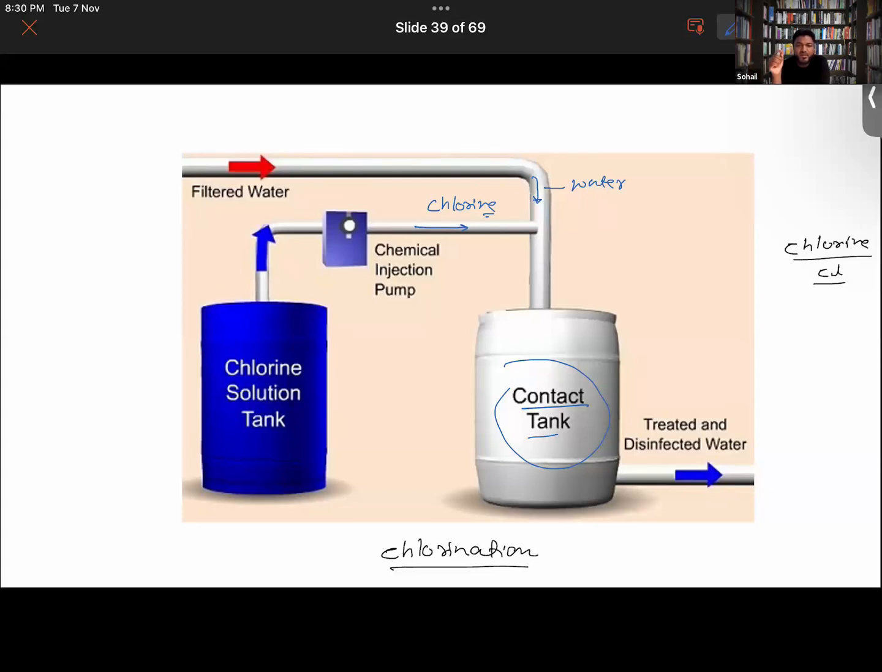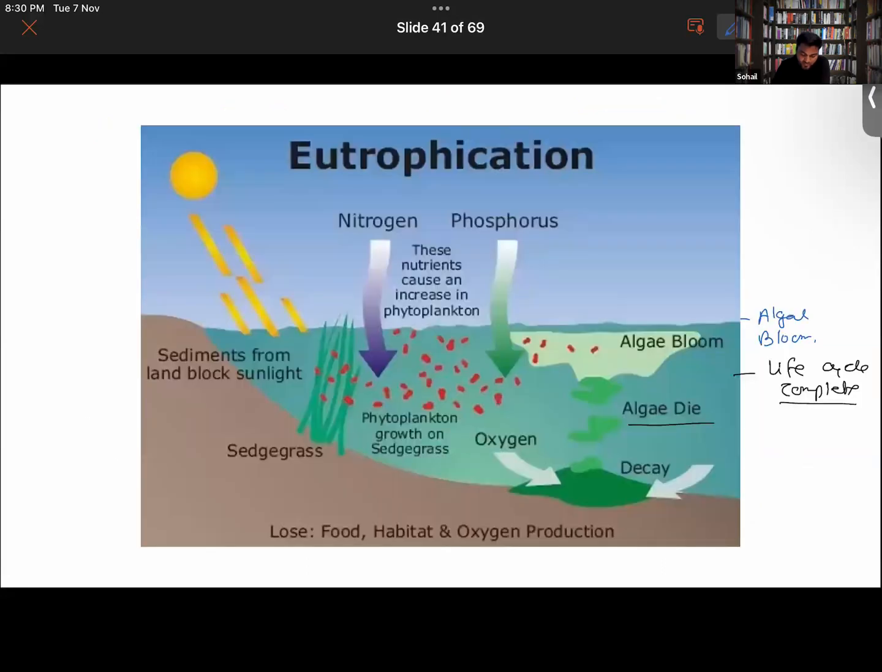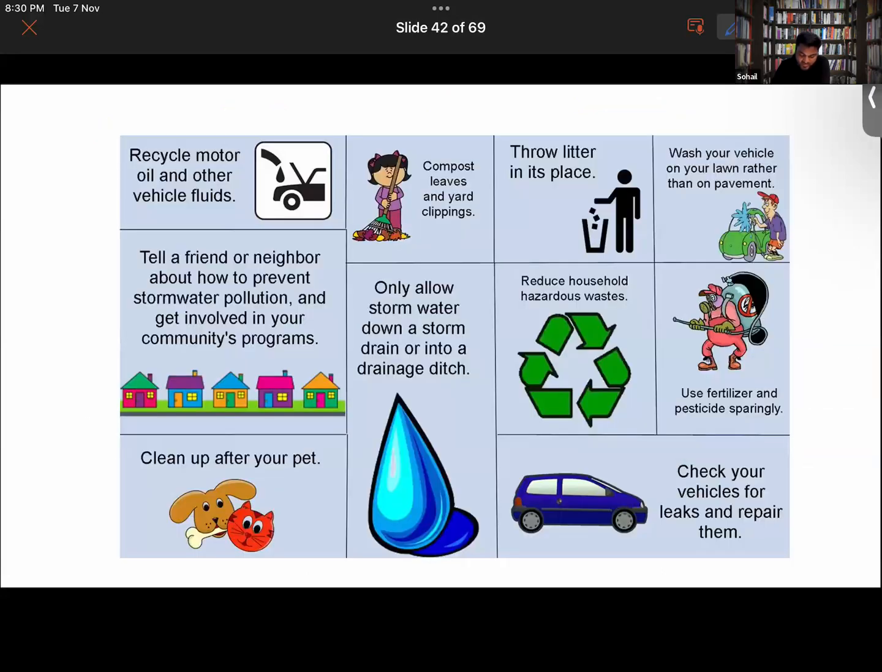Getting it now? If you ever happen to taste the municipality water or the supply water, it has a different taste. And what is that taste? It is the taste of chlorine in it. Getting it now? Yes, sir. So this is how water is treated. Here, the chapter is completed.